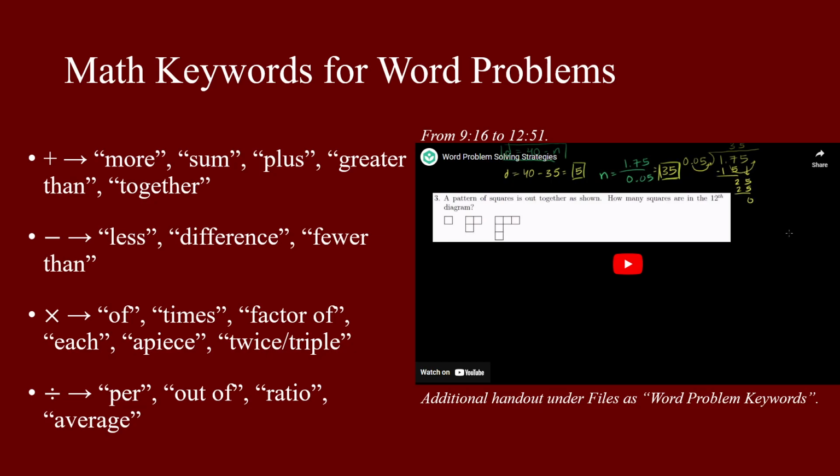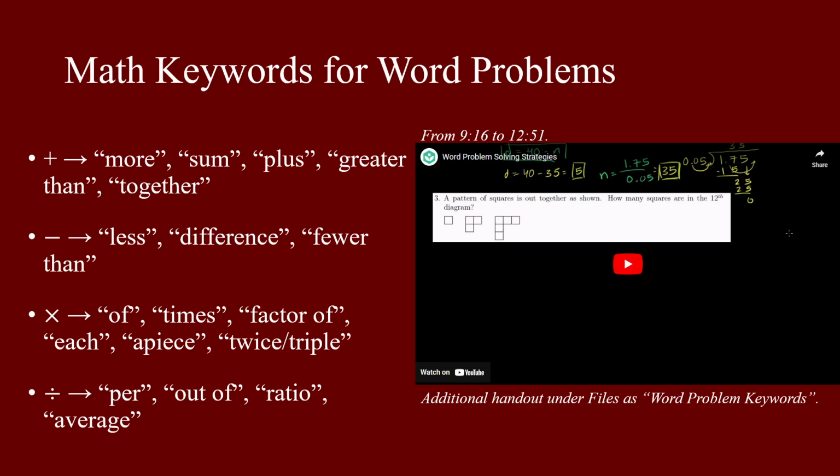Multiplication, things like of, times, factor of, each, a piece, twice, triple, quadruple, words like that usually mean that you're multiplying. Whereas division's a bit of a tricky one, because sometimes you don't think that division really works with this, but it does. Per, so like 3 miles per hour, that's actually a fraction, 3 over 1. 3 miles over 1 hour, miles per hour.